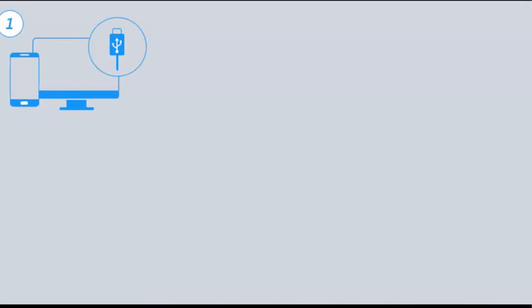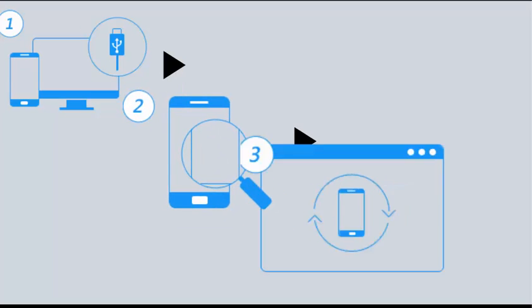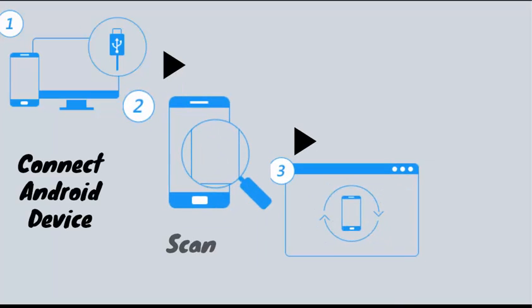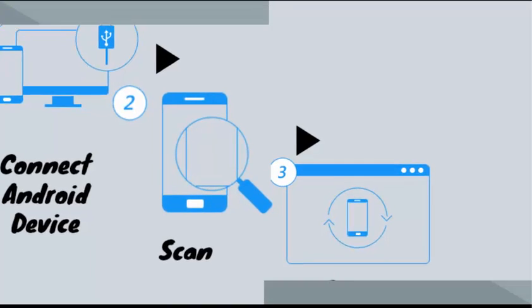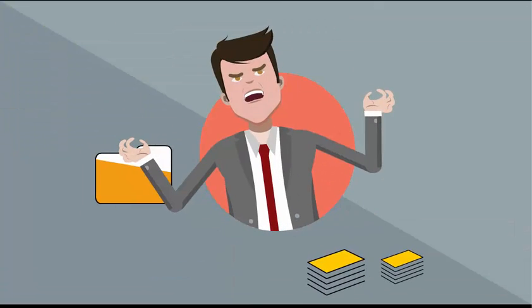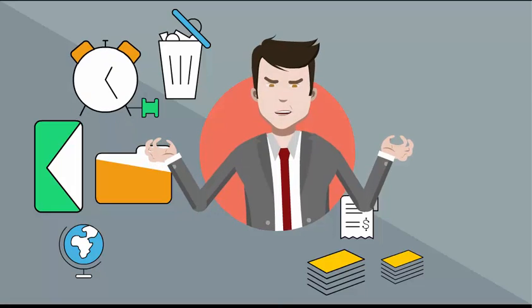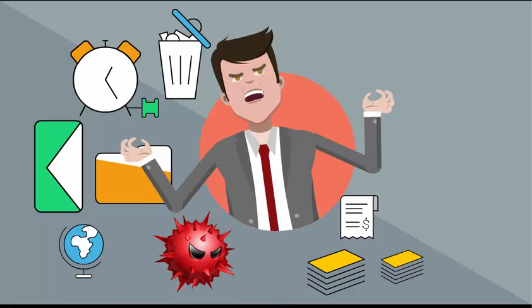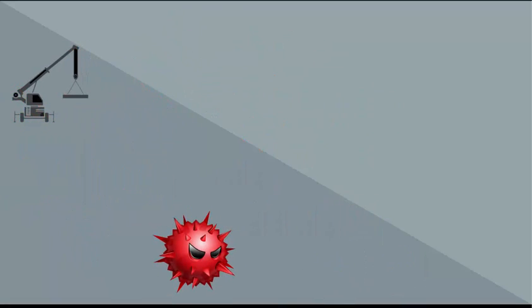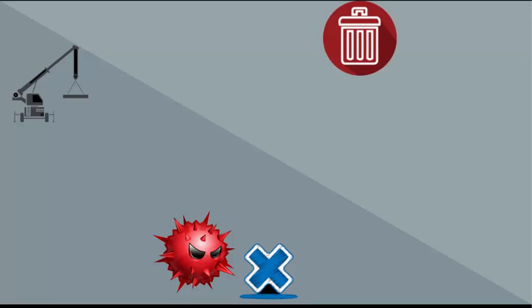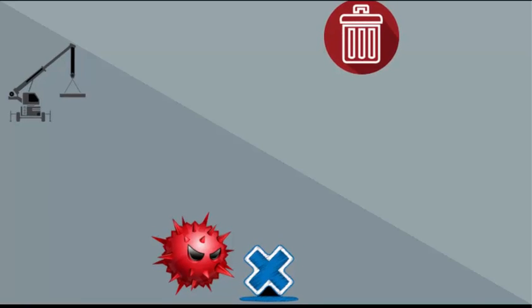This powerful software works in three simple steps to get back the lost data. They are: connect Android device, scan, recover. The software can deal with any data loss situation, which are virus attack, improper handling, OS error, device failure, accidental deletion, others.